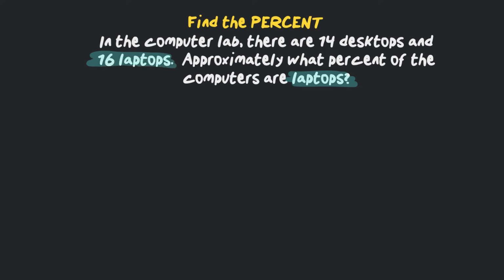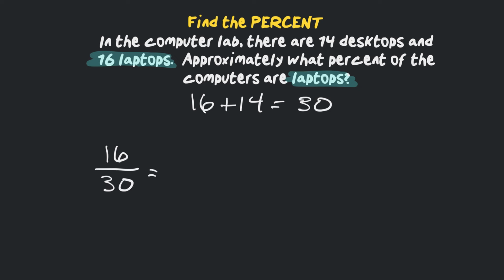Remember, most of these are going to be part to whole. Notice that they're talking about laptops here and desktops here, so we don't really have a total yet. What I would do is add these two together first. So I would do 16 plus 14, and I think I would have 30 for my total. Then I could make my ratio: 16 laptops over the total of 30.